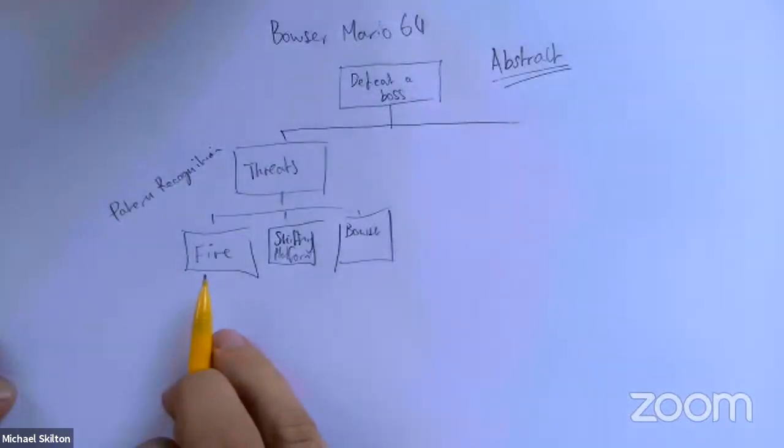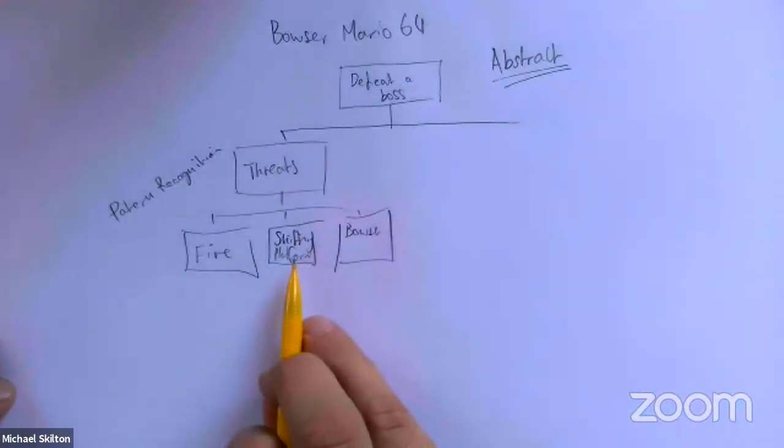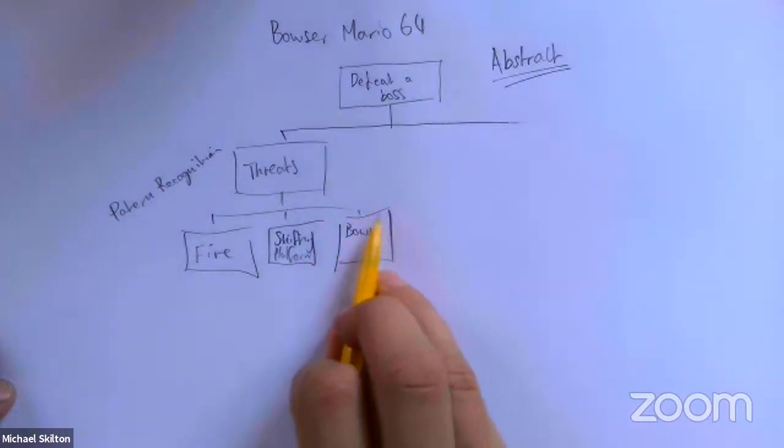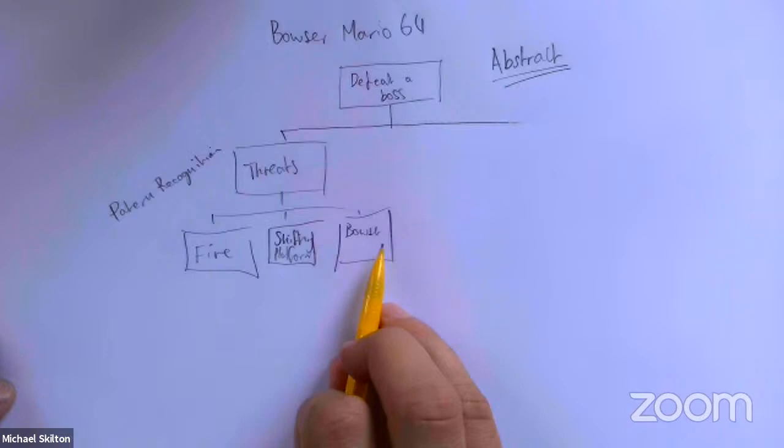When does Bowser blow fire? When does the platform shift and in what direction? When are you most likely to be actually touched by Bowser and therefore damaged or lose lives as a result of that action?